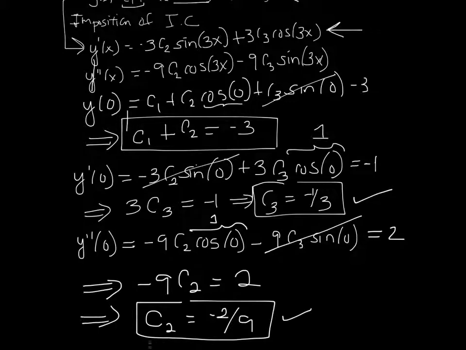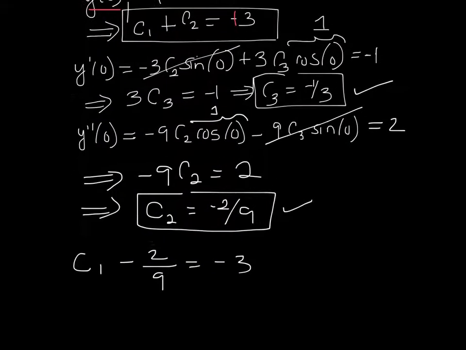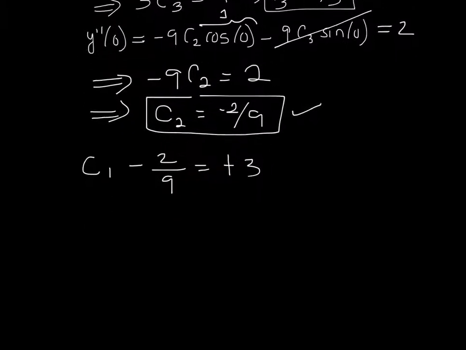Oh, I think I see it. Y of 0 here is 3, and I have -3 there. So that is not supposed to be there. That should be +3. And so this guy is +3. Okay, that should fix it.